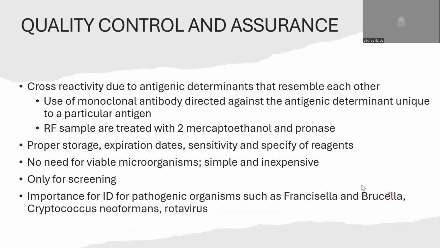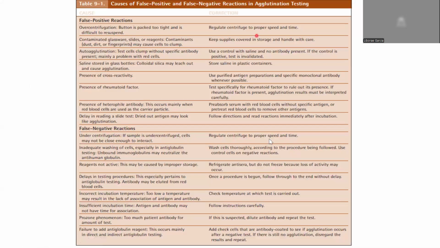So this is important, again, for identification of pathogenic organisms that are difficult to cultivate. You have Francisella, Brucella, Cryptococcus neoformans, rotaviruses. Okay? This is a summary of the possible causes of false positive or false negative in your agglutination. So, familiarize yourselves. Okay?